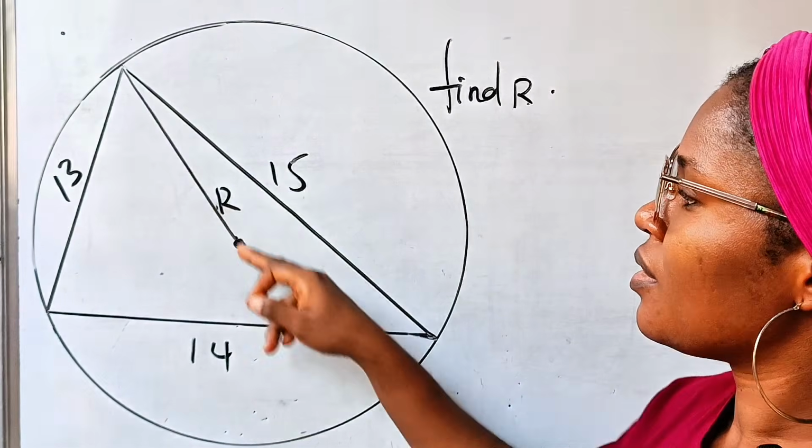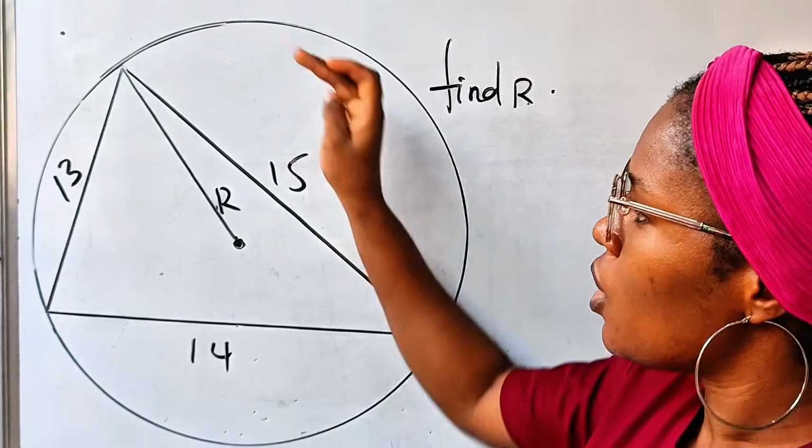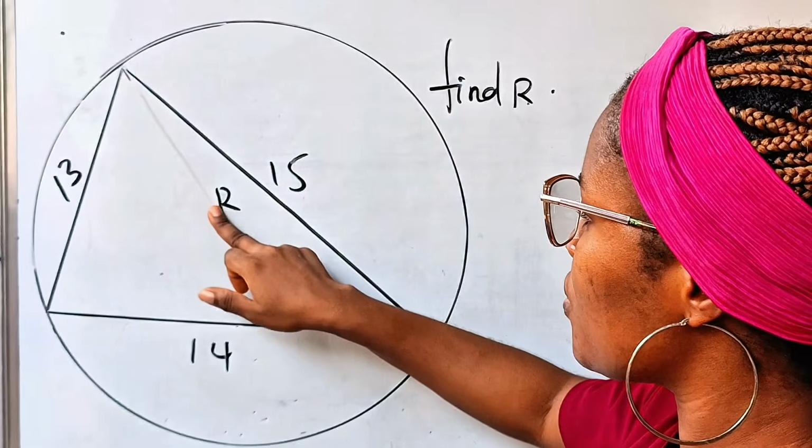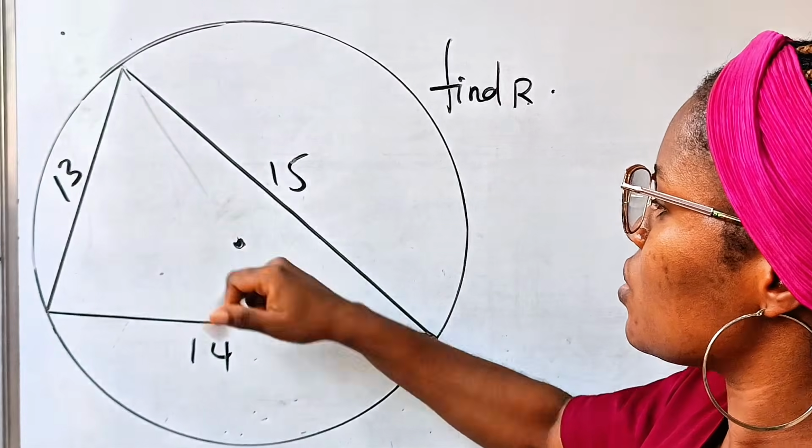Let's find r, which is the radius of this circle. Welcome back to my channel. So I'm going to remove this because I don't want this drawing to look messy.